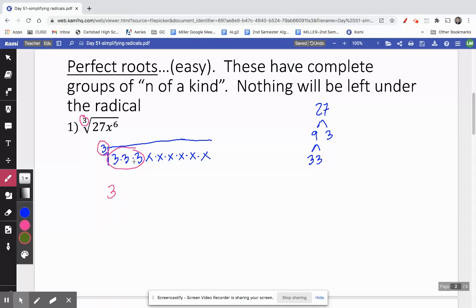Now let's find groups of 3 x's. Here's a group of 3 x's, so one of them comes outside. Here's a group of 3 x's, so one of them comes outside. And you can see everything gets to come outside of that radical, okay? So we can just rewrite our answer as 3x squared. Again, perfect roots because everything came outside of the radical.